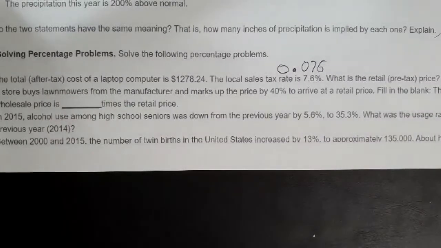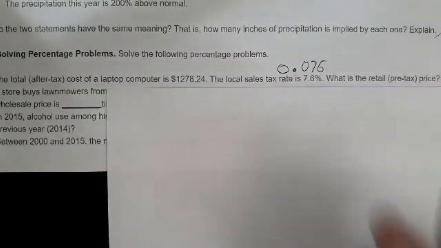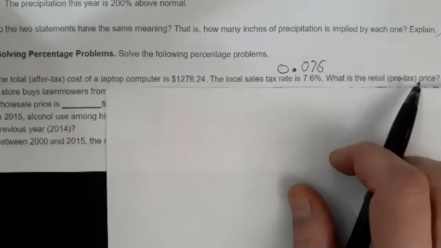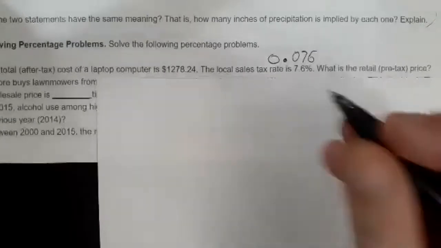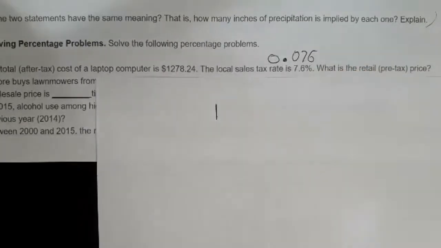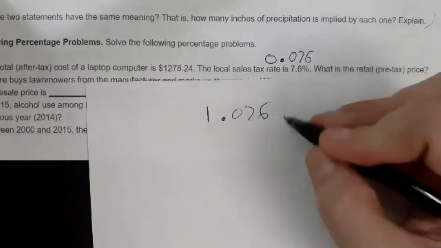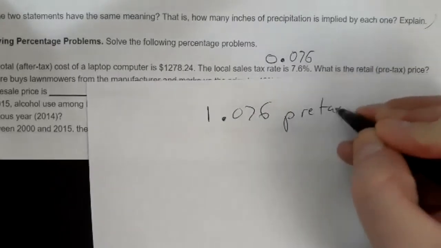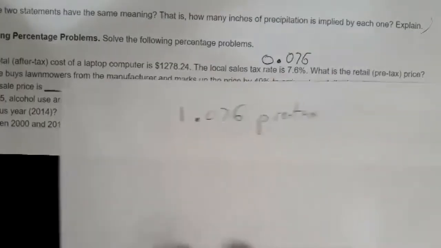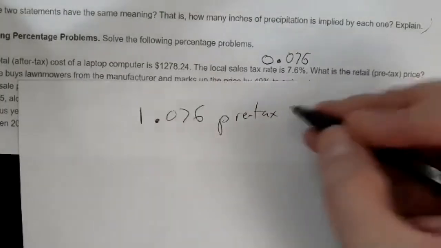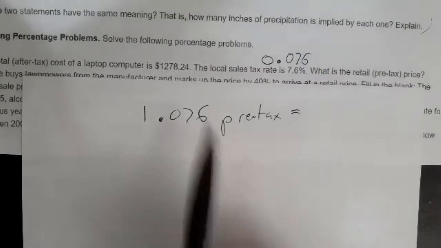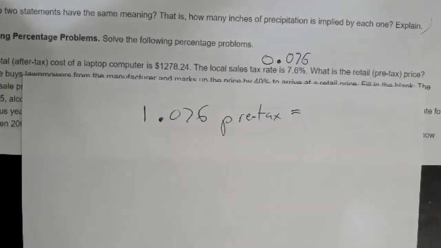So basically, let me step back and talk about what we're doing. We're taking one of the pre-tax prices. So we're taking 100% already. We're going to add 7.06, so we're going to add 1.76 of whatever the pre-tax was. That's the thing we don't know. Okay. And when we do this, we don't know it's going to be 100%, correct?